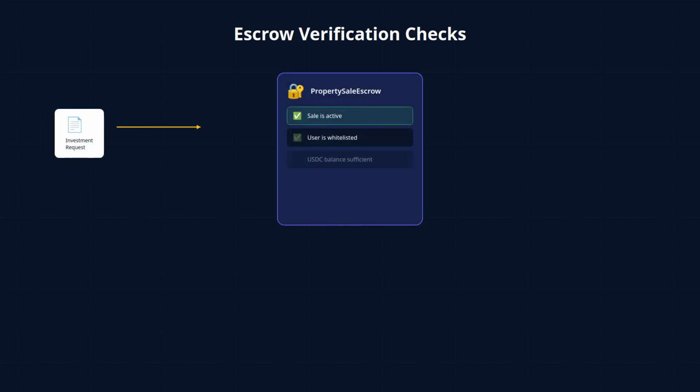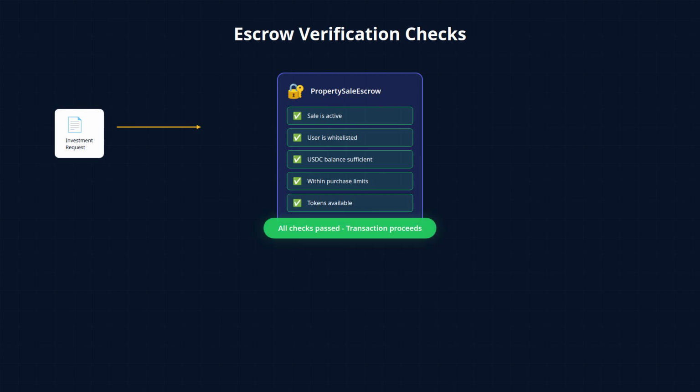The escrow contract performs comprehensive verification. Is the sale active? Is the investor whitelisted? Do they have sufficient USDC? Would this purchase exceed the cap? Every condition must pass before the transaction proceeds. This multi-layer validation prevents invalid or non-compliant purchases.